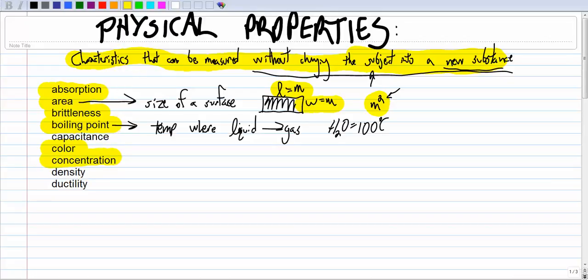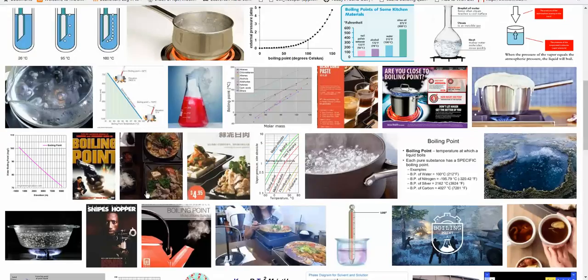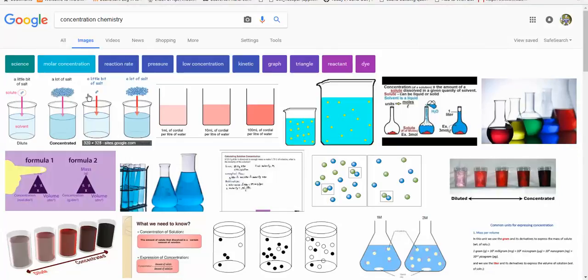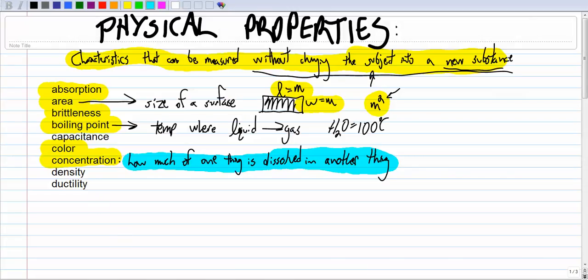Concentration. Useful in physical science. Here's my low-tech simpleton definition. I wrote: concentration is how much of one thing is dissolved in another thing. Typically, we're talking about liquids when we're talking about concentration. You've got a lot of salt in some water, or you've got a little salt in some water. If you have a lot of salt in the water, you have a high concentration. If you have a little salt in the water, you have a low concentration.